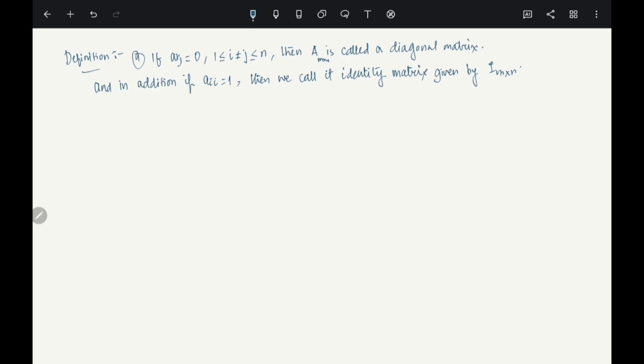Clear? Okay, so if it is clear that the matrix you are working with is an m cross n matrix, then it will always be written as I.